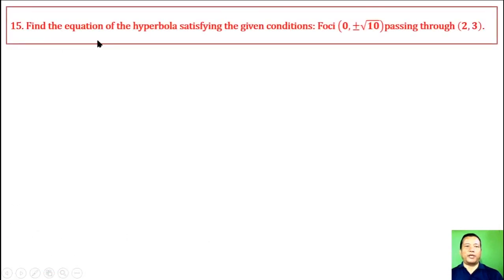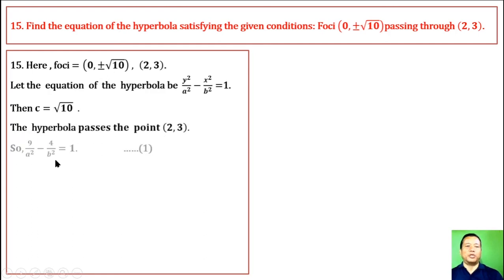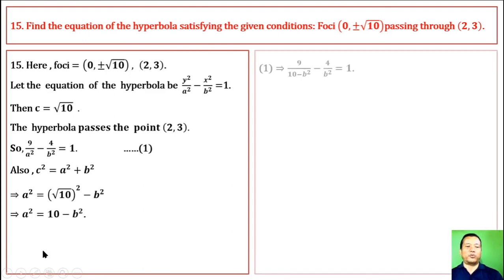Question number 15. Find the equation of the hyperbola satisfying the given conditions. Foci 0, plus minus root over 10, passing through 2, 3. Let the equation of the hyperbola be y square by a square minus x square by b square equal to 1 as the foci lie on the y-axis. Then we get c equal to root over 10. The hyperbola passes through the point 2, 3. Therefore, the coordinates of this point will satisfy the above equation. We get equation 1. Also, c square equal to a square plus b square. Putting respective value of c square, we get a square equal to root over 10 square minus b square, a square equal to 10 minus b square.